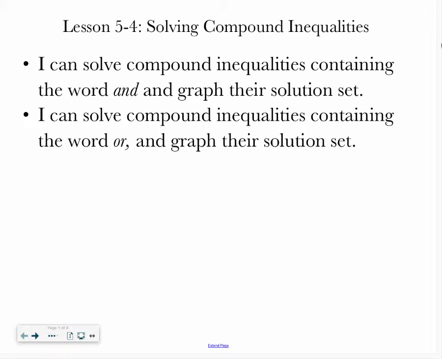Hello class, welcome to lesson 5.4, which is all about solving compound inequalities. By the end of this lesson, you should be able to solve compound inequalities containing the word and graph their solution set. And you should also be able to solve compound inequalities containing the word or and graph their solution set.